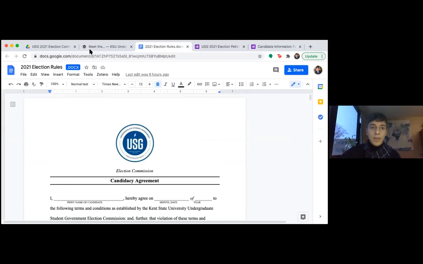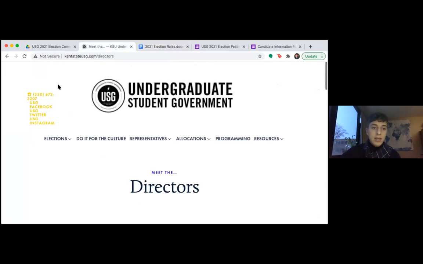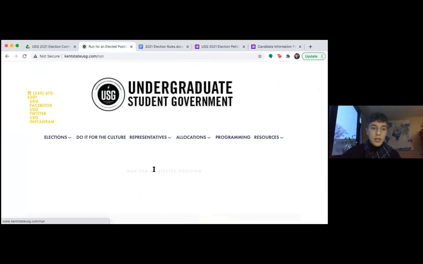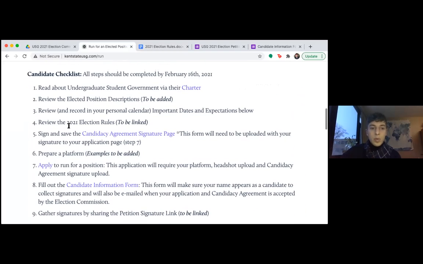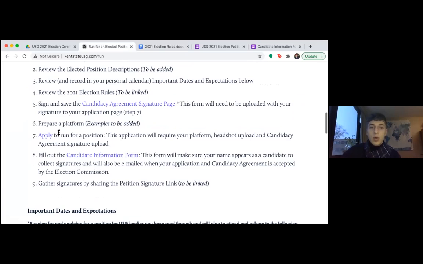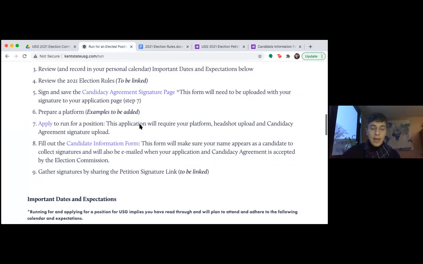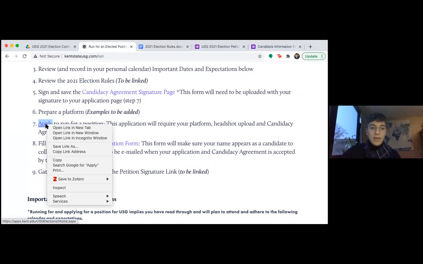This is the core of the information that you'll want to know for the logistics, the rules of running. Moving back to that checklist, I'm going to head back over to elections and run for elected position. So we just went over the 2021 election rules. We just saw the candidacy agreement. You'll want to save and sign this to your computer because it's going to be uploaded in a future step. We'll have an example platform that'll also be included in the rules document here, and then you'll click apply for a position.